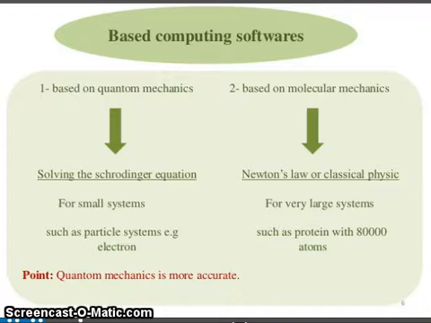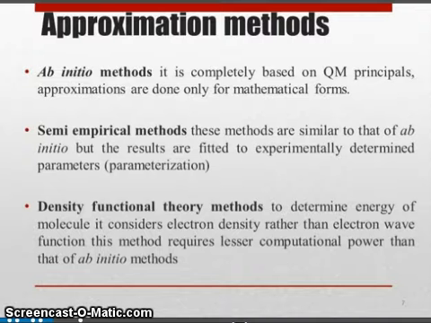Now, computing software is based on quantum mechanics or on molecular mechanics, solving the Schrodinger equation or Newton's law of classical physics. For a small system such as a particle system or electrons, and for a very large system such as a protein with 80,000 atoms, quantum mechanics is more accurate. Approximation methods: the ab initio method is completely based on quantum mechanics principles. Approximations are done only for the mathematical form.